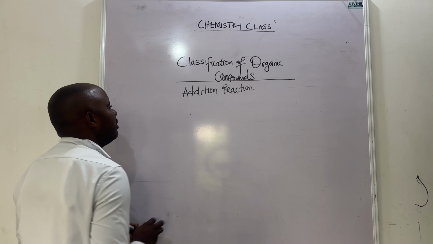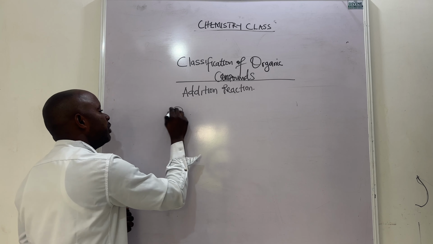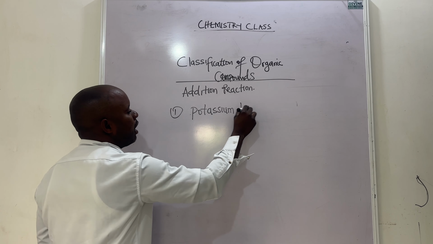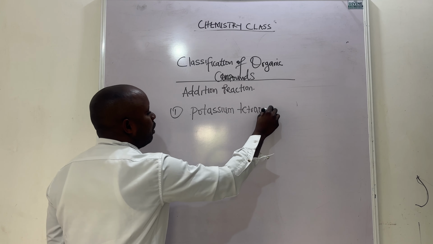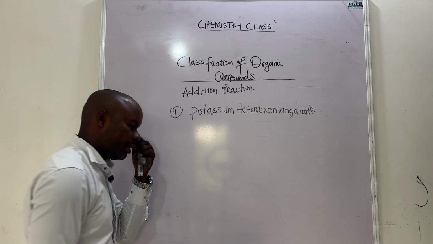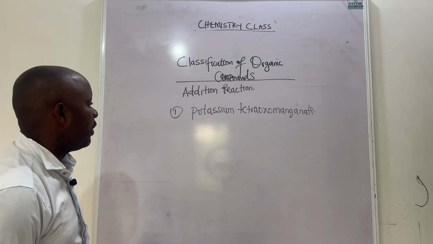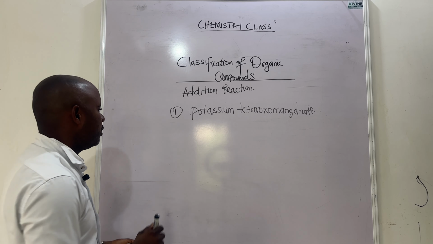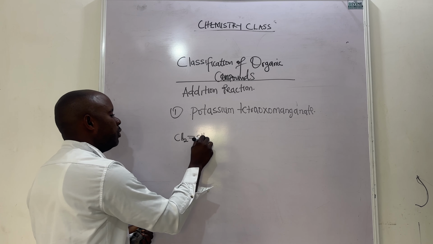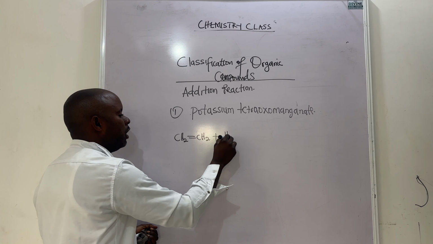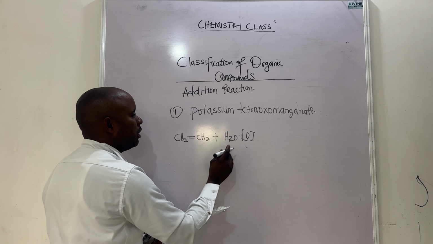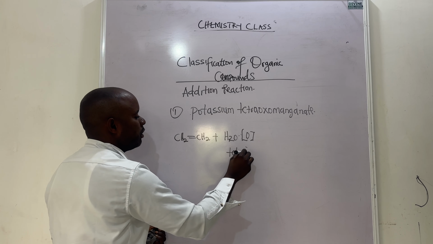We said they undergo addition reaction. They can also react with potassium tetraoxomanganate(VII). I'm doing this so that when you see a given equation in your JAMB exam or WAEC, you will know the common reactions this group of families is open to. We said in this one we're going to have C2H4 plus, and this one is obtained from the tetraoxomanganate.